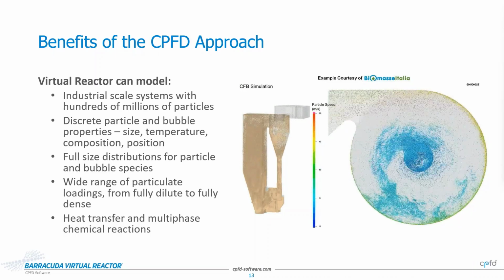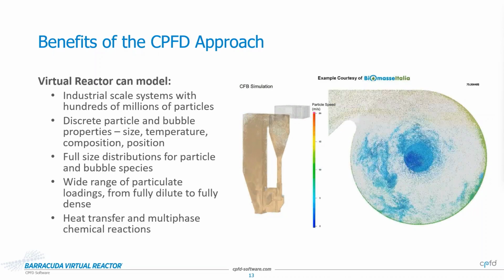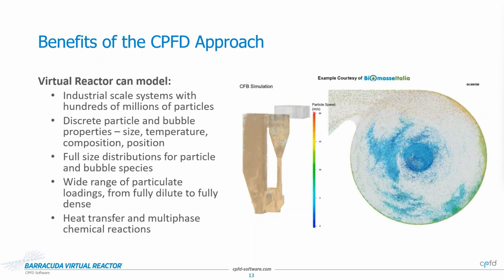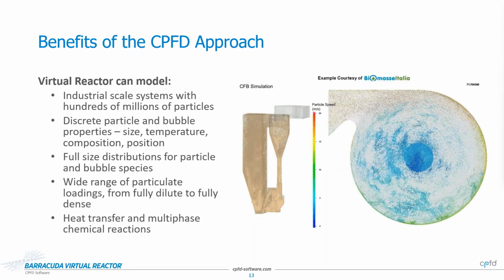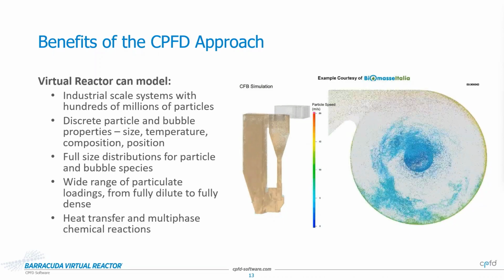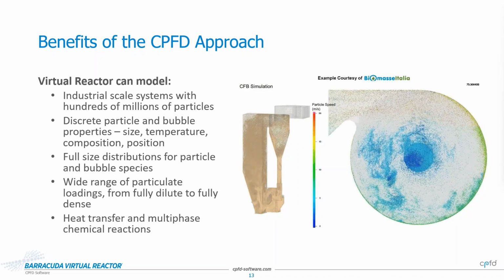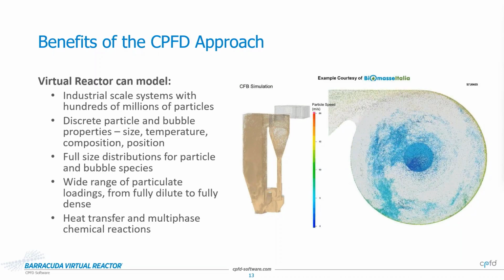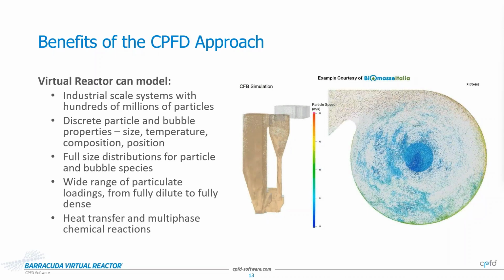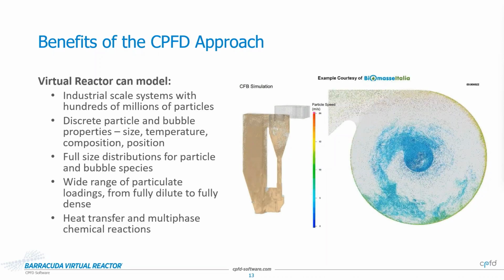Another advantage of the CPFD approach is that it naturally supports a wide range of particle loadings. Within a simulation, particle volume fraction can range from dense, such as in a bubbling fluidized bed, to dilute, for example, in a lightly loaded cyclone. The CPFD method calculates energy and mass transfer between fluids, particles, and bubbles. This includes convective and radiative heat transfer, as well as chemical reactions that can transfer mass and energy between the phases. These calculations are tightly coupled with the hydrodynamics solver, allowing Virtual Reactor to accurately model the behavior of chemically reacting systems.